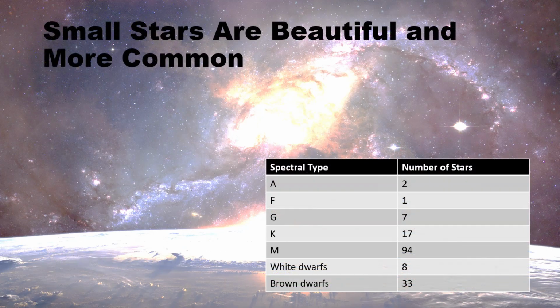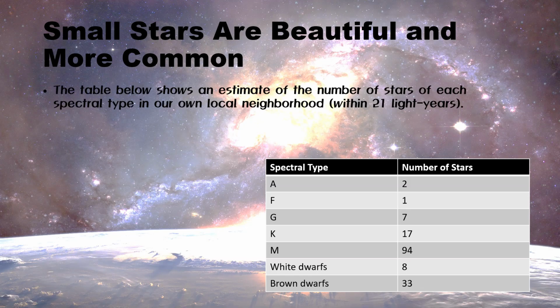Now the first thing you have to understand is that small stars are actually much more common. In fact, if we look at this table below, we see an estimate of the number of stars of each spectral type in our own local neighborhood, within about 21 light years. So we have spectral types A, F, G, K, M, and we have white dwarfs and brown dwarfs. And you can see the number of stars here: 2, 1, 7, 17, 94, 8, and 33.